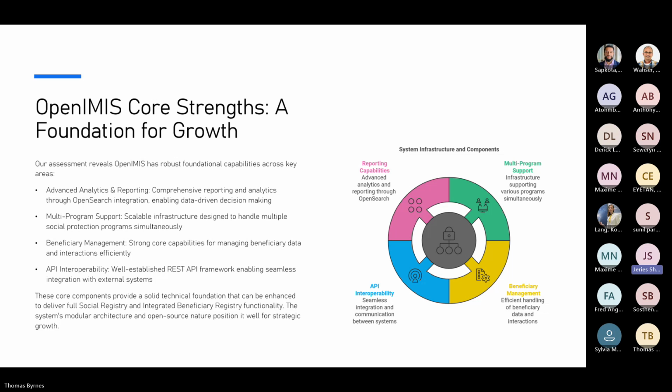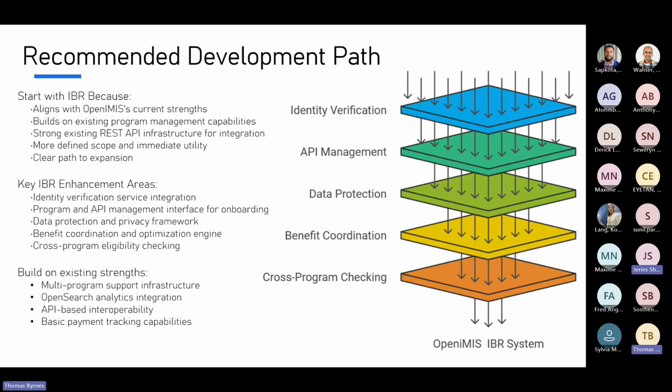What we recommend is we start with an IBR, and that is the natural growth of openIMIS. We start there because it is fully aligned with the current strength within openIMIS. It builds on the existing program management capabilities with all the multi-program beneficiaries that are there, and the existence of REST APIs that can be expanded to cover the IBR, and it has a clear path for expansion within openIMIS.